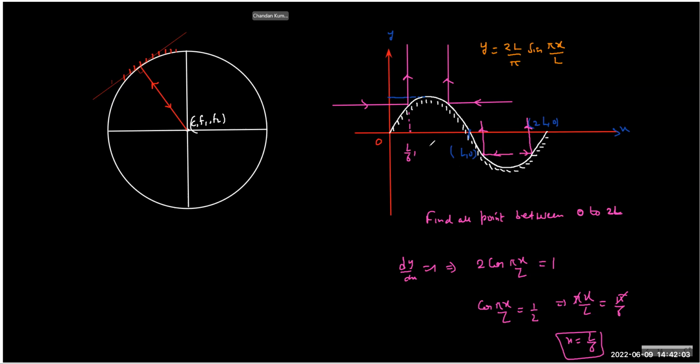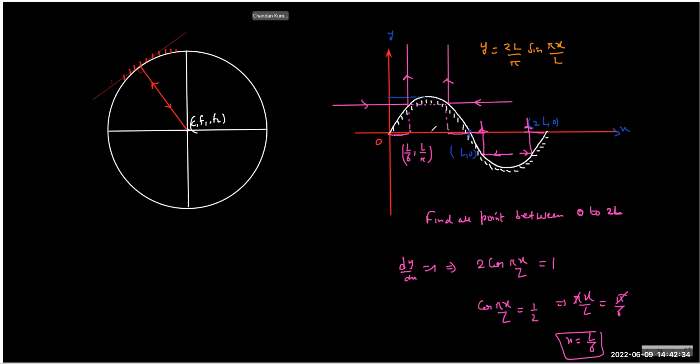So the first answer will be L by 6 comma. If you put L by 6, what do you get as the answer? Half L by pi. The rest you can guess by symmetry. You can subtract L by 6 from the right side and you get the answer. You can add L to L by 6, you'll get the next answer. You can subtract L by 6 from 2L, you'll get the next answer. So from this point, L by 6 ahead, from here L by 6 behind, L by 6 ahead, L by 6 behind, and then you can get all the 4 points.